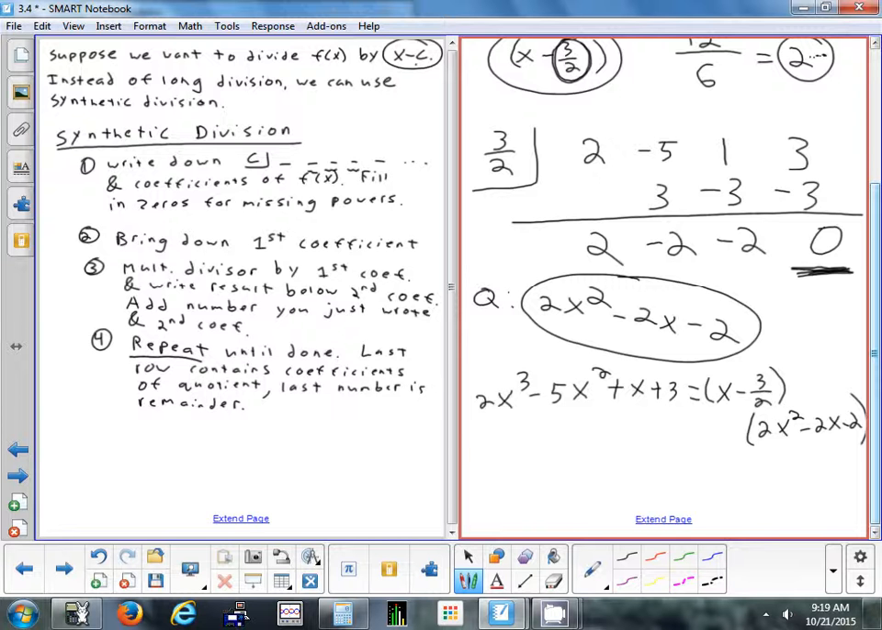Without synthetic division or long division, that would be very hard to just figure out by trial and error. You wouldn't figure that out. Okay, you've got to use some method to help you.